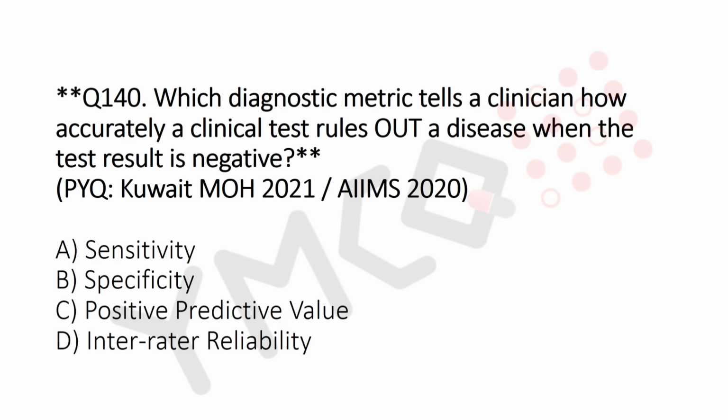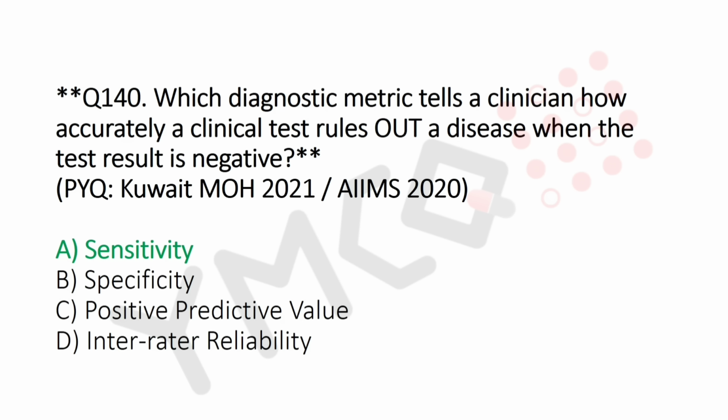Which diagnostic metric tells a clinician how accurately a clinical test rules out a disease when the test result is negative? Option A, sensitivity. Option B, specificity. Option C, positive predictive value. Option D, inter-rater reliability. And the answer is option A, sensitivity.